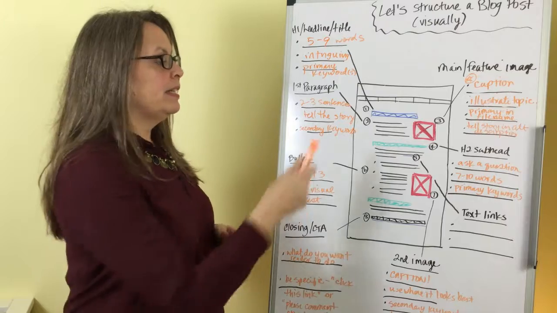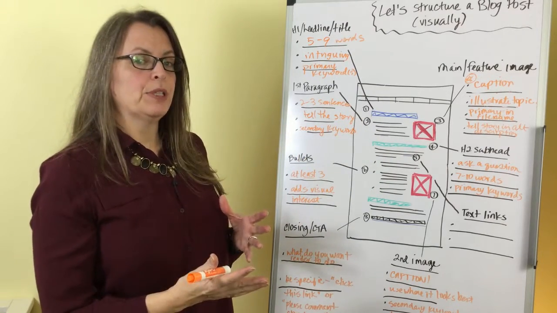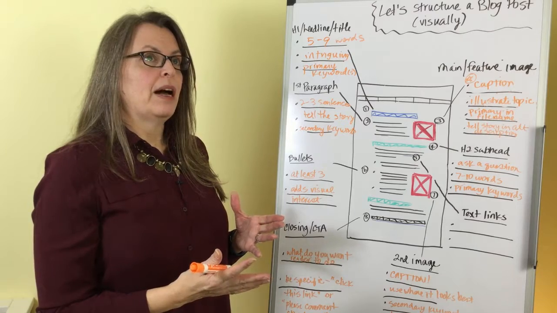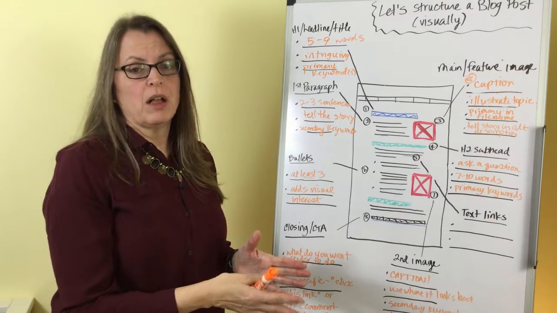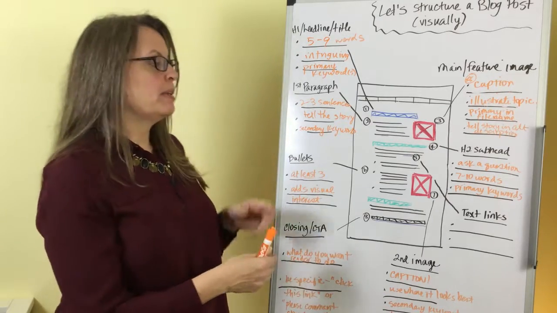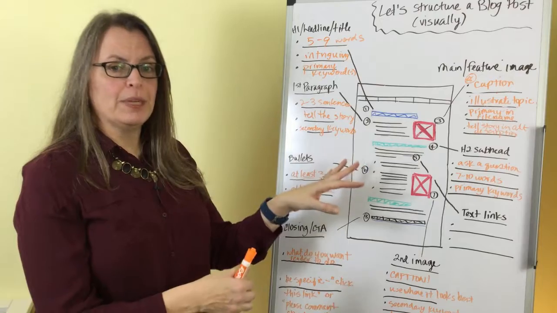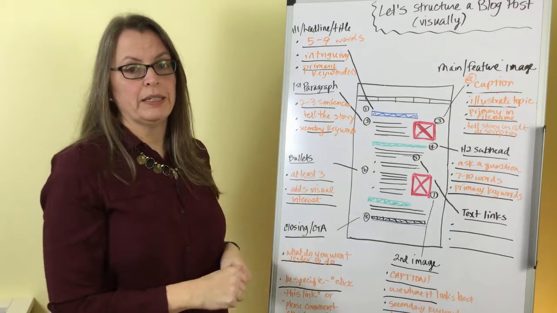The second thing to look at is the paragraph, and I like to keep mine pretty short. I will break it up. If I have a longer story to tell that relates to the topic of the article, I'll break it up into a couple short 2 to 3 sentence paragraphs. But I like this to be very easy and very grabby, very interesting. Pull them in and tell the story a little bit.